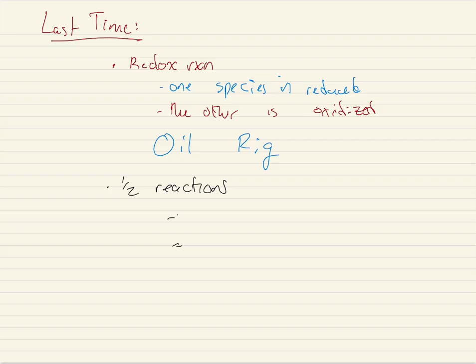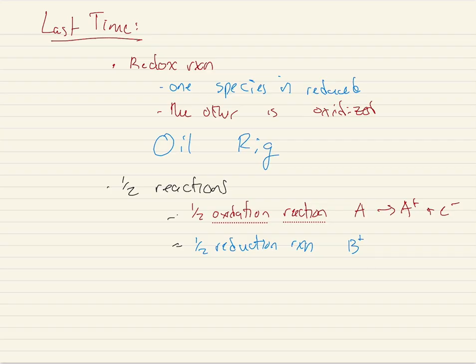We're looking at specifically the movement of electrons in the reaction, right? We have a half oxidation reaction, and that's like we have metal A goes to A plus and an electron, right? Where we've lost an electron. That's our oxidation half reaction. And then we have our reduction reaction, and that was metal B plus plus an electron goes to B, right? We gain electrons in the other reaction.